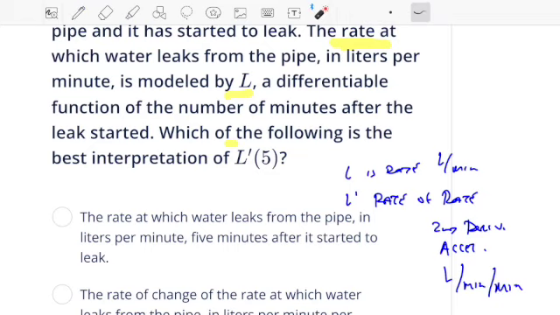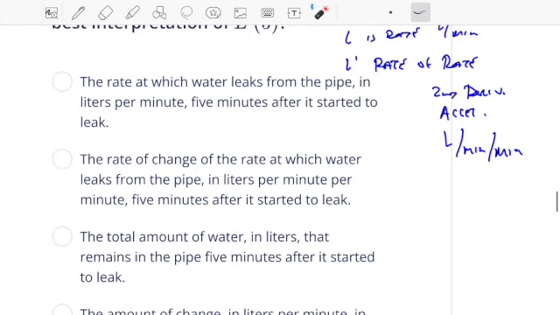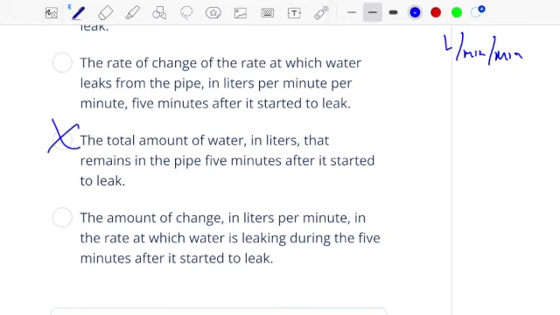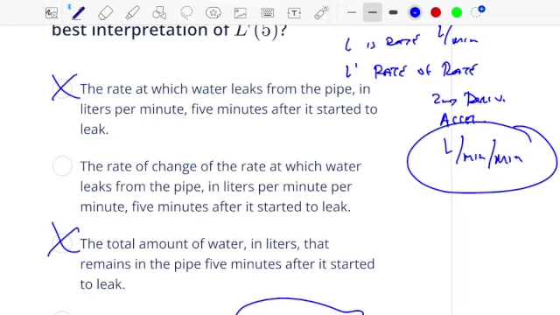So I'm looking at the rate at which water leaks from the pipe in liters per minute, 5 minutes, nope. Liters remaining in the pipe, absolutely not. The amount of change in the rate at which water is leaking during the first 5 minutes, so it's still not liters per minute. It's the rate of change of liters per minute, so it's liters per minute per minute. That's the only option.